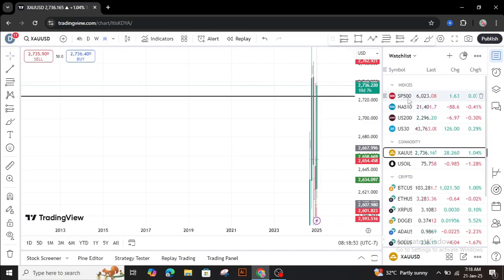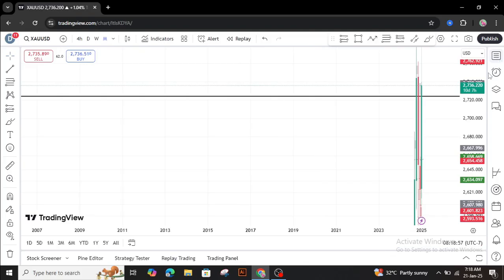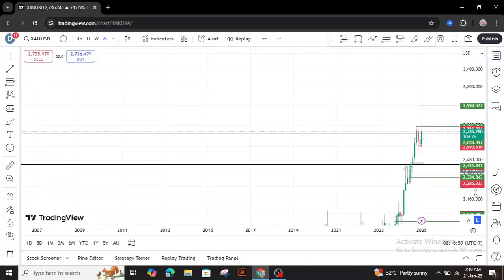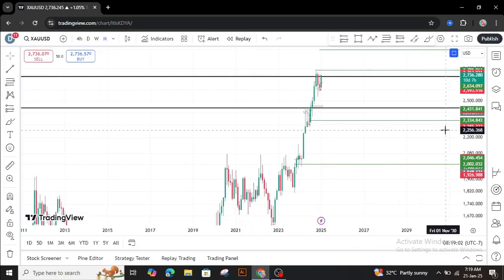Let's say, for example, you want to trade the S&P 500, you have to come to the monthly time frame. When you come to the monthly time frame, you want to look at what the price is doing at that particular time.